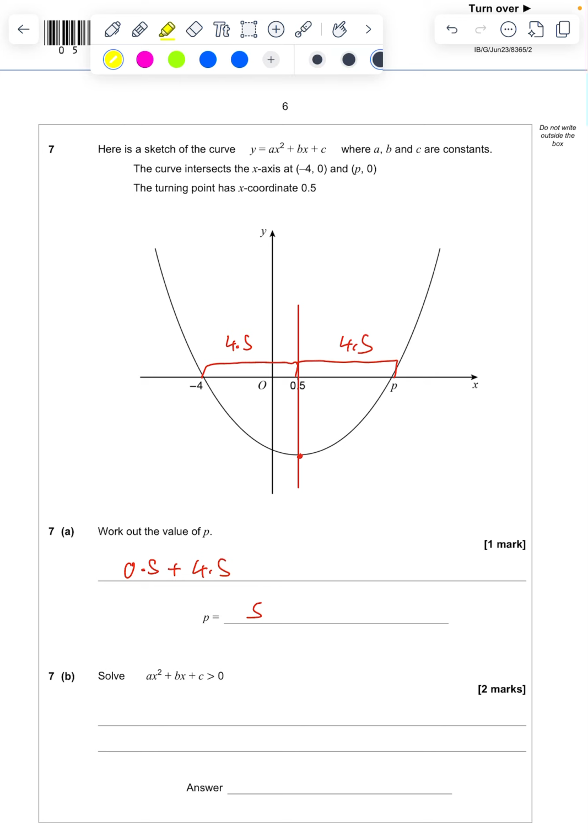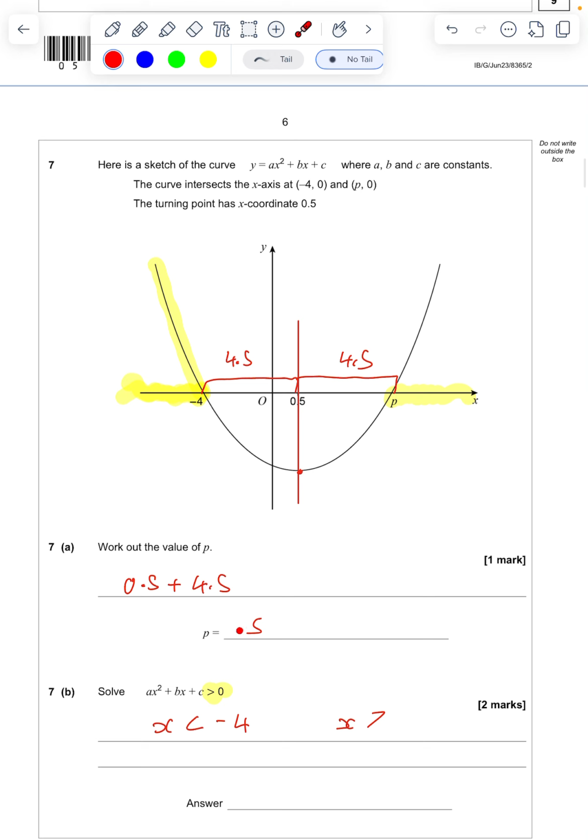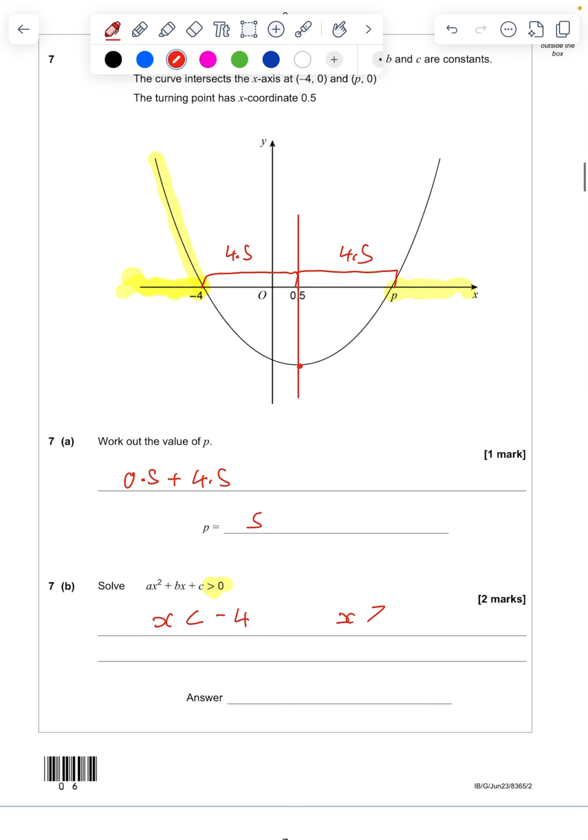Right, to solve this, bigger than 0, you want where the graph is above 0. So this part over here and this part over here. So you want everything on this side and everything on this side. That's when x is less than -4, and also when x is greater than the value of p, which you've just found, which is 5. These are two separate regions, so you've got two separate inequalities. So x less than -4, and you've also got x bigger than 5. And they should be your answers.